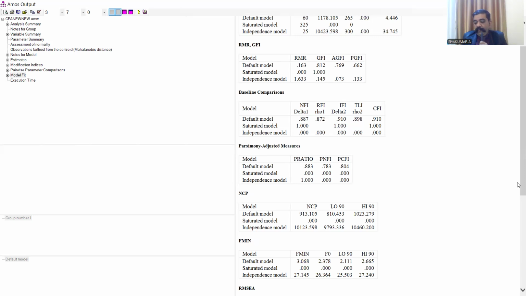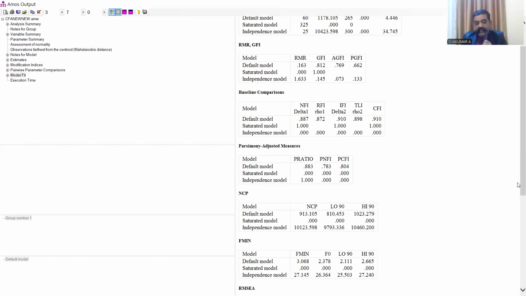Next incremental fit index is NFI. That is the normed fit index. NFI value is about 0.9. Then what is the standard norm? If it is equal to or greater than 0.9, it is acceptable. Yes, our value is acceptable.